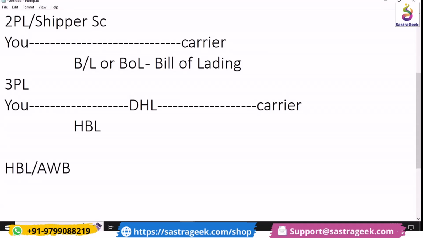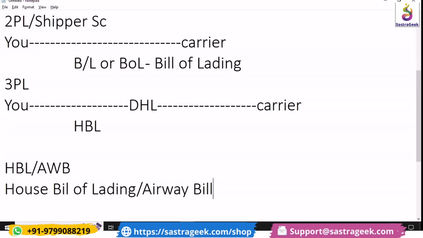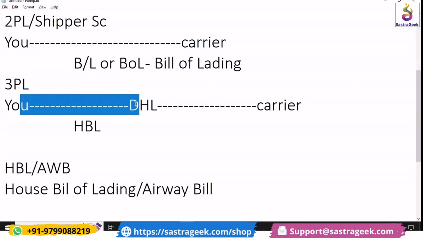Now, house bill of lading, or I would say airway bill, is something which is used particularly in your 3PL cases. 3PL means what? Again, coming back to the same example, you reach out to DHL guy, and he hands over a slip, and that slip basically is an official legal document which contains the details of what you have handed over to your DHL guy.